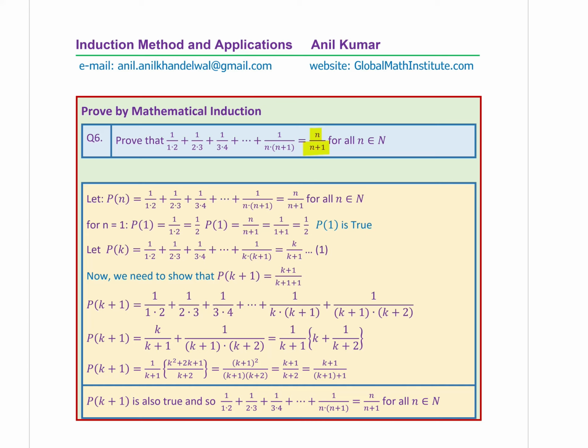Now, this is the statement which we need to prove. n equals 1. When you substitute 1 here, you get half as your answer from both the sides, and so it is true.